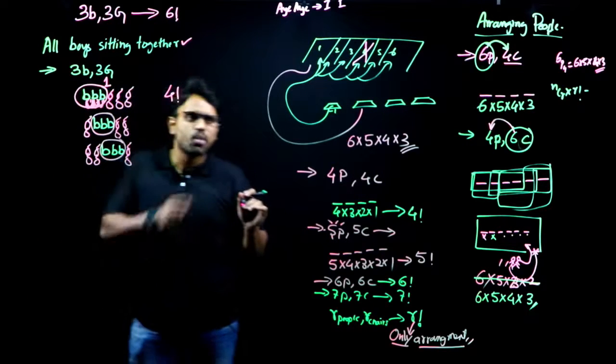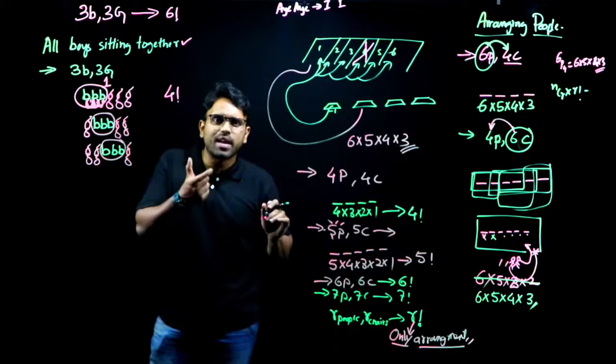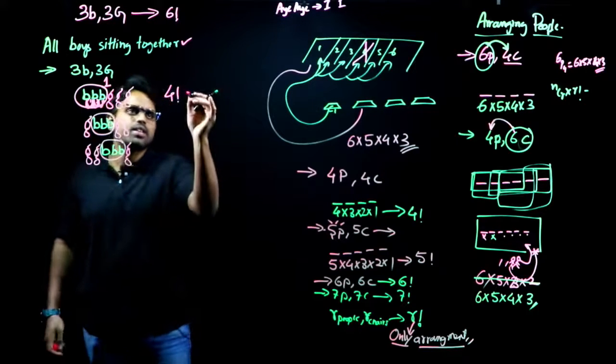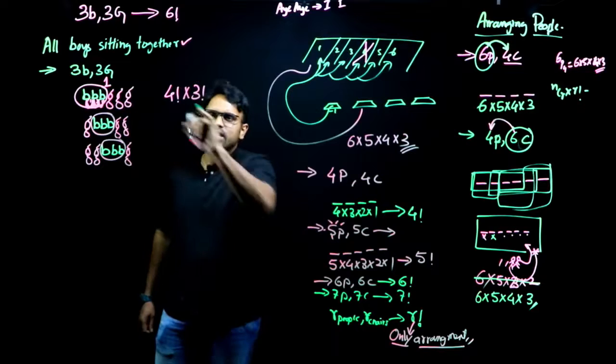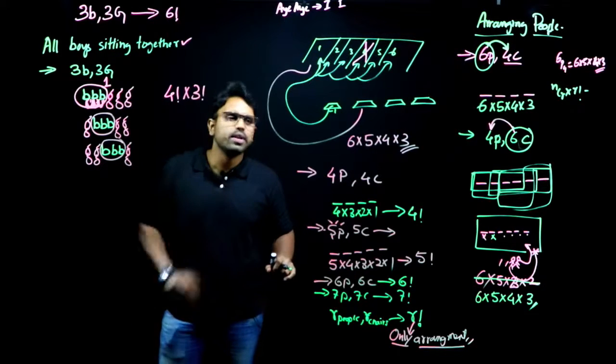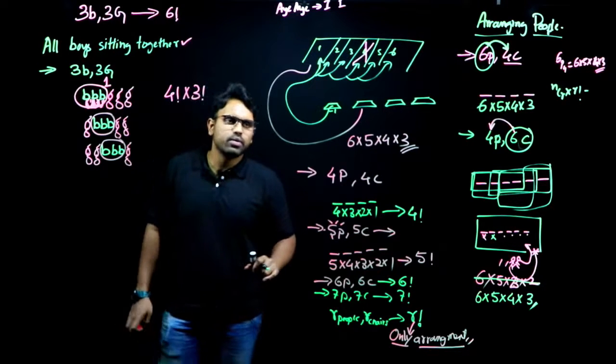So 3 people can be rearranged. In how many different ways can they be rearranged? 3 factorial ways. So this gives me the answer: 4 factorial into 3 factorial.